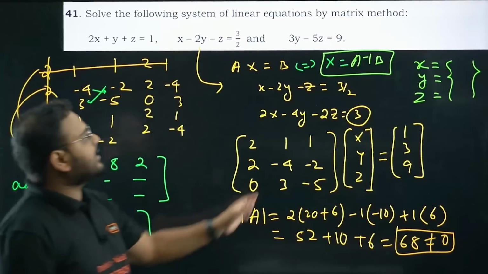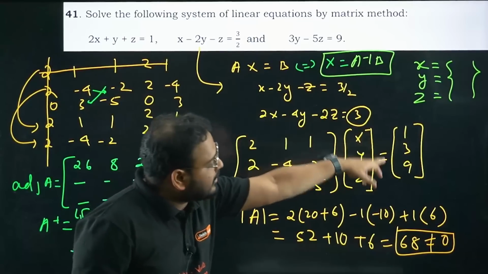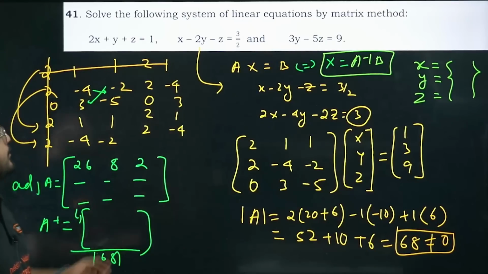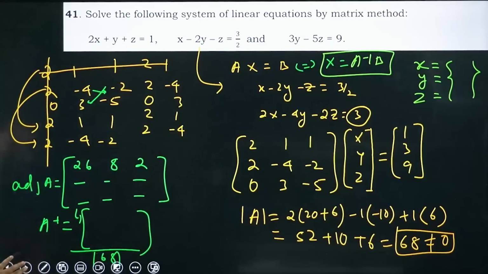Okay, and then multiply that to the matrix B 139. You get the answer. Leave it to me in the comment section. 41 is done. 42 now.